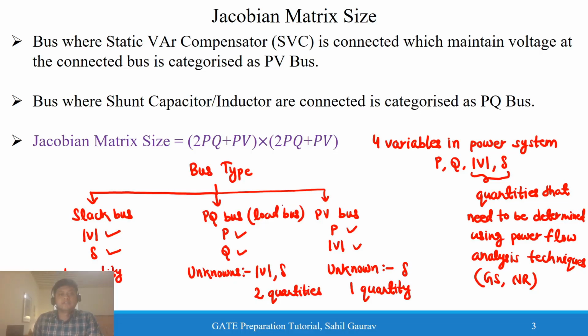Therefore, if we see the Jacobian matrix size, then we have to multiply the number. If a certain number of PQ buses are present in the system, then you have to multiply by 2, because two quantities are unknown in a PQ bus. That's why we multiply the PQ count by 2, while one quantity is unknown in a PV bus, so we multiply it by 1.